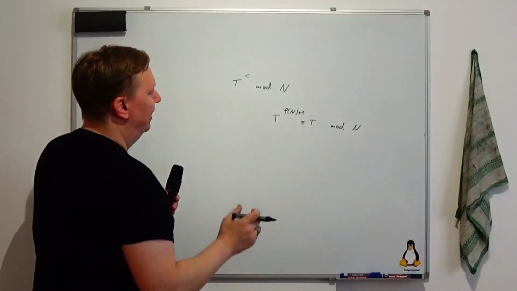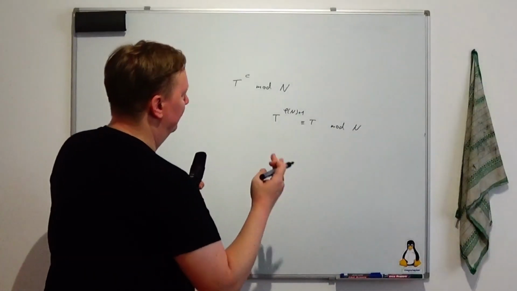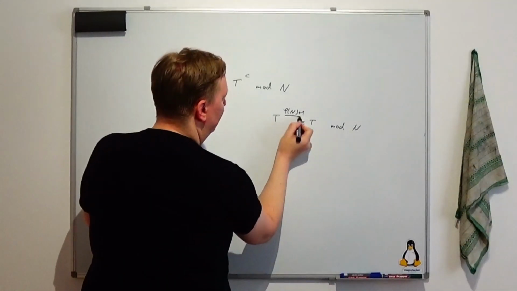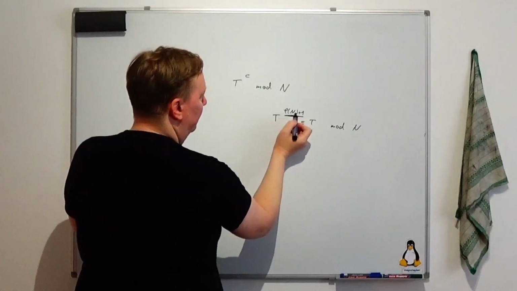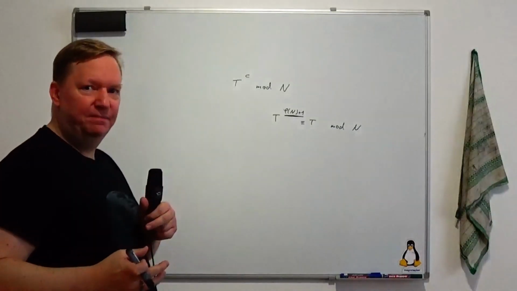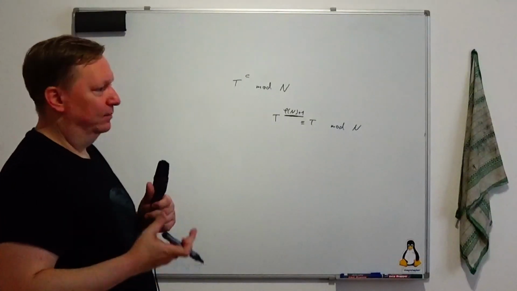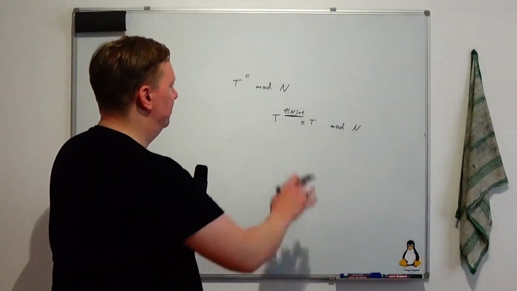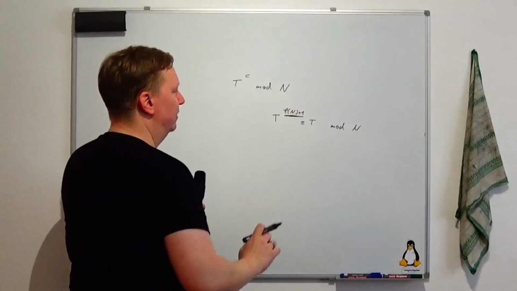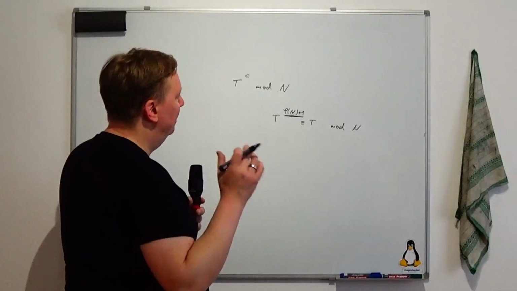Okay? And that's really the core idea here, because what we now do is we basically have to break this phi of n plus 1 into two parts. And one of these parts is the private key and the other part is the public key. Okay, so how do we break this phi of n plus 1 into two parts?